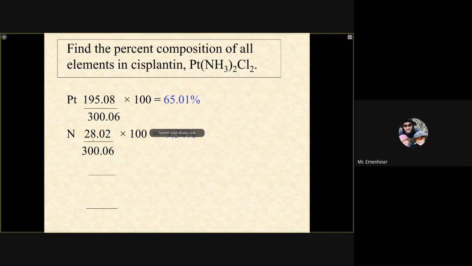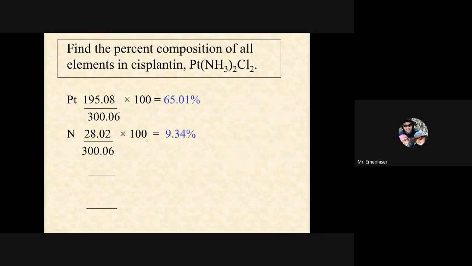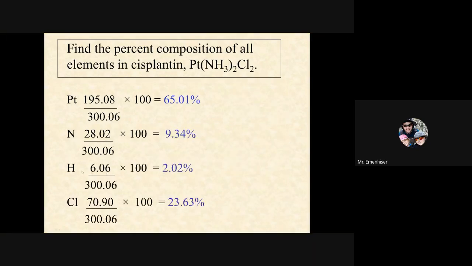Now let me circle this. This is not the atomic mass of nitrogen. This is the total mass from nitrogen. Remember that we have 2 nitrogens here. See this right here? 2 nitrogens. So that's 2 times 14, which is 28. Remember, it's the total. That's one very common mistake: students will put the atomic mass right there. Put the total mass from that element. All right. Hydrogen, 6 over 300. Remember, we have 6 hydrogens. Each is about 1. So we get 6 over that times 100, and we get our percents.